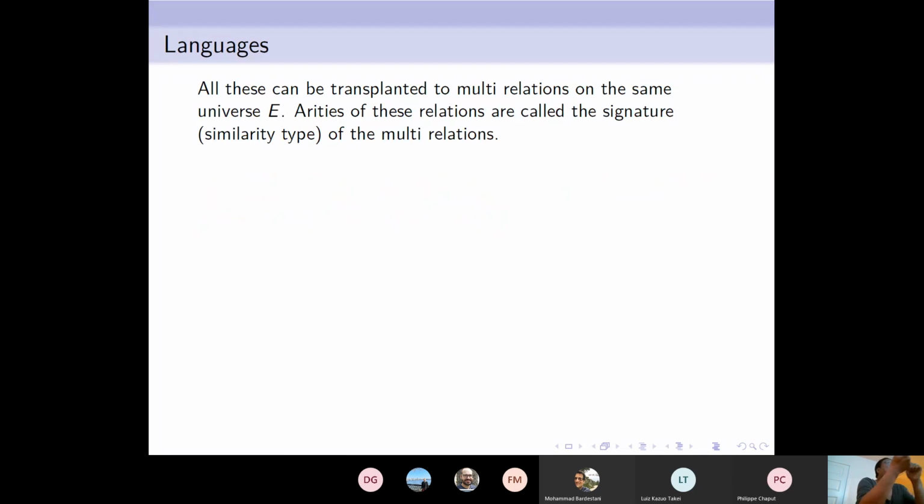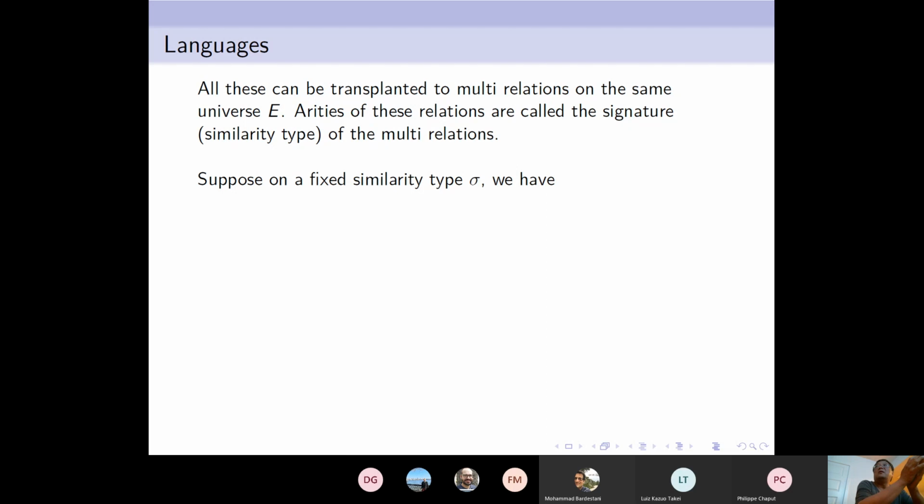Now, so far we talked about just one single relation, but all this can be transformed into multiple relations. Certainly we fix a universe, and certainly every relation has its own arity. So the set of all arities is called the signature, or the similarity type, of the multi-relations. Actually, you can see relations also include functions, right? But anyway, we will single out functions from the relations.